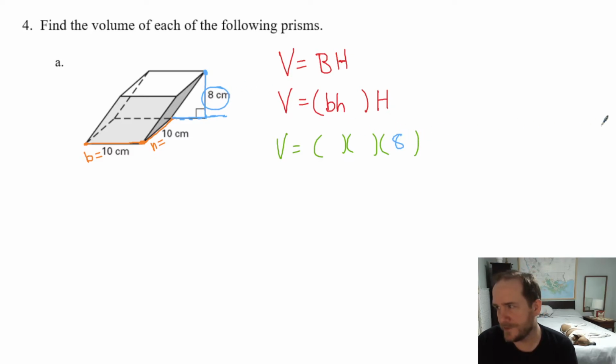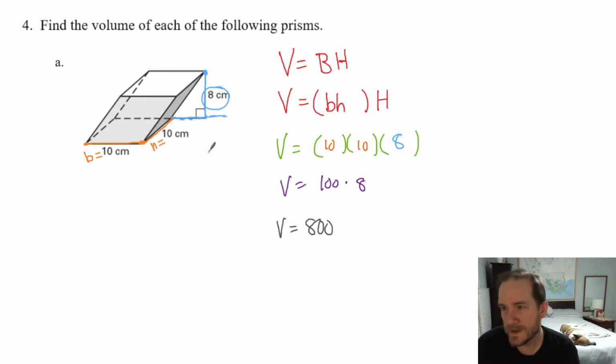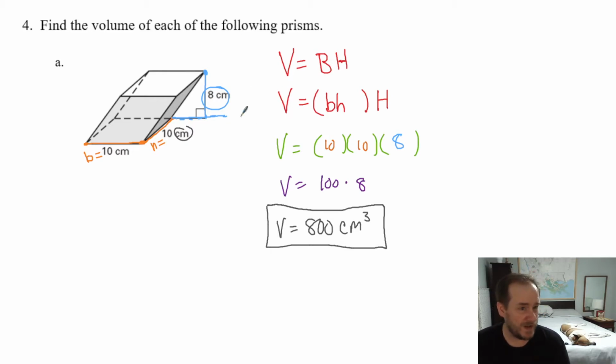So we plug 8 in for H, and we plug 10 and 10 in for the dimensions of the base. And so that gives us a base whose area is 100, multiplied by the height of the prism, which is 8. You get a final answer of 800. And all these units are centimeters, so we're talking about cubic centimeters. So that's A. We can do B.